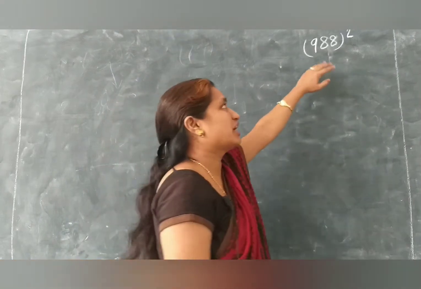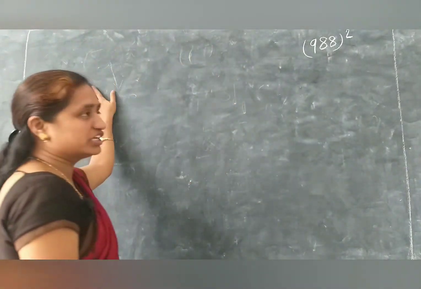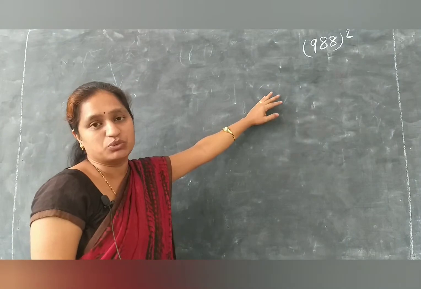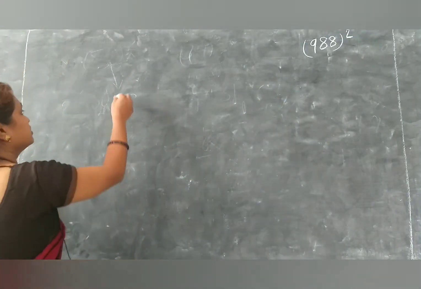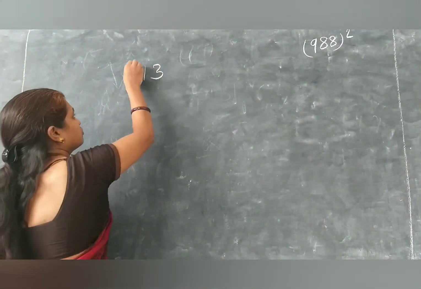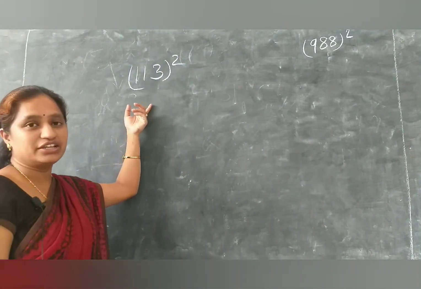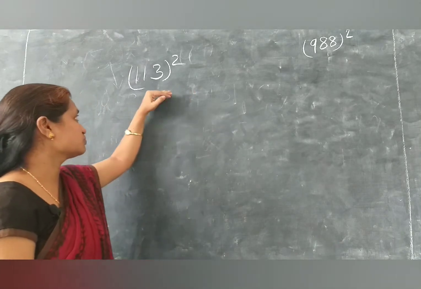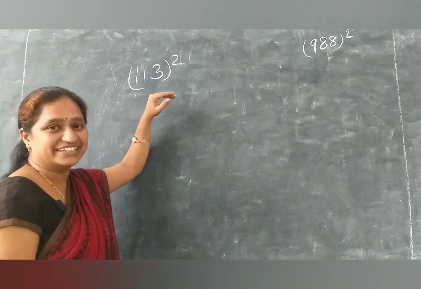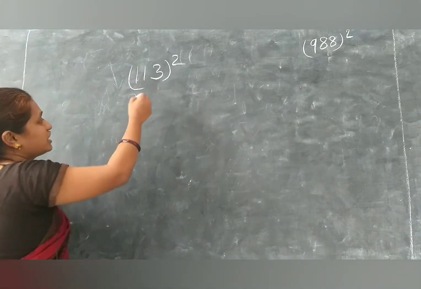So before going to a bigger number, first I will do a smaller number and then I will explain you the bigger one. Is it clear, guys? So let me do the square of 113 whole square. Have to find out the square of 113. Okay, now what should I do?